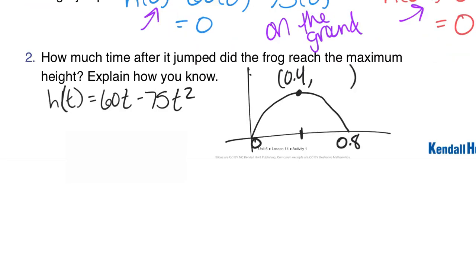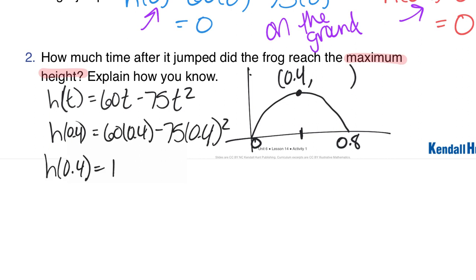Now we're going to go a little bit beyond this question. It's not asking us to find the maximum height, but we have all the information, so let's go ahead and do that. If we know that he reached the maximum height at 0.4 seconds, well, that's our t that we can plug back into our equation. So our original equation is written here, 60t minus 75t squared. And so now instead of t, we're just going to put in 0.4.